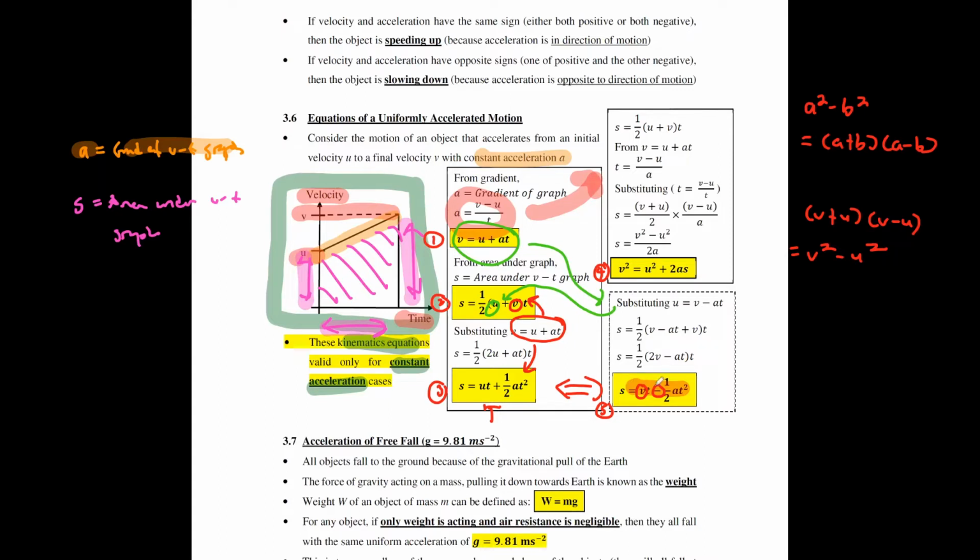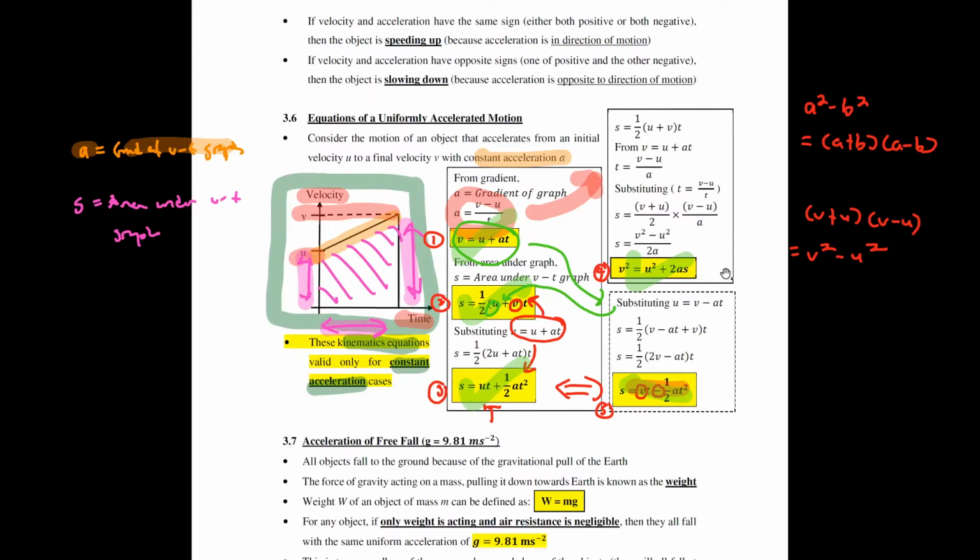S is equals to VT minus half AT squared. This is the fifth equation. Okay. The more important one is to know the first four, these four. The fifth one is tested also, but it doesn't come out that often, but it's useful to know.